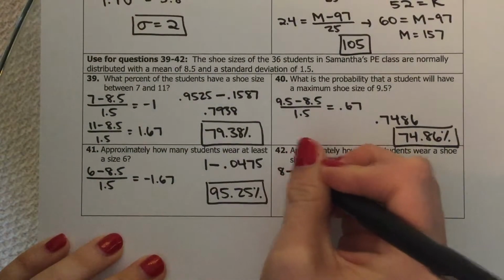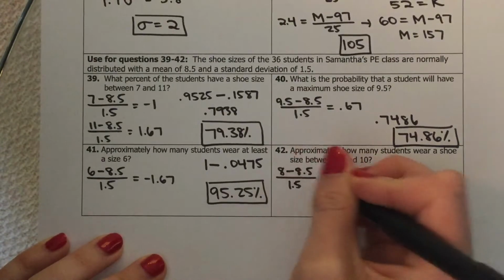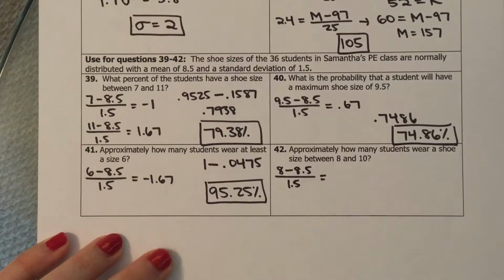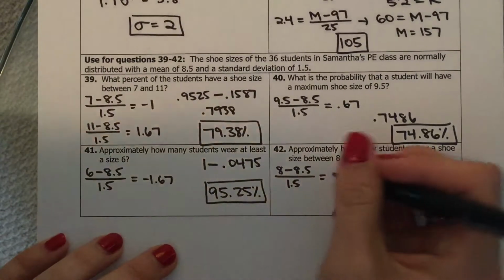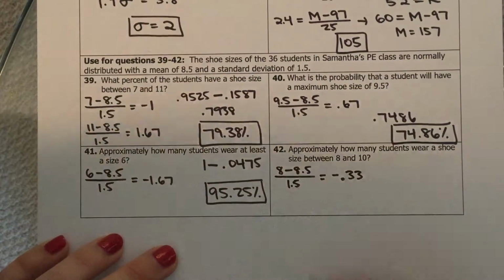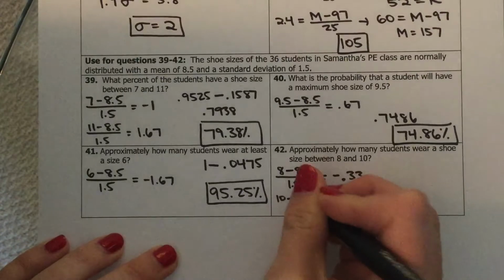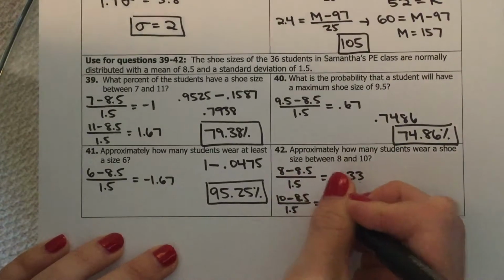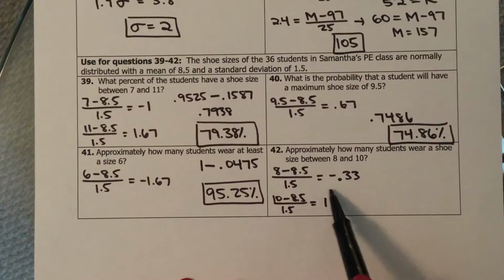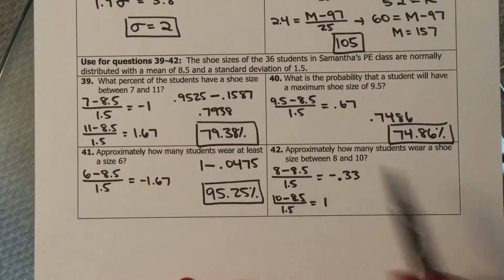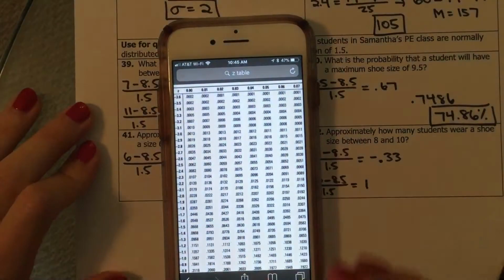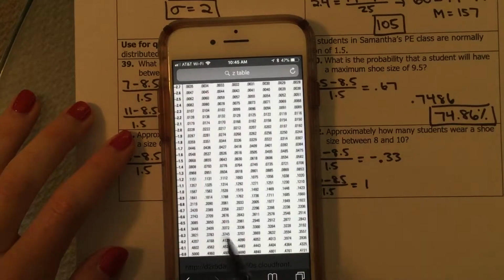So 8, the value, minus the mean over the standard deviation. So this is a negative 0.5 divided by a positive 1.5. So that's negative 0.33. That's the first z-score. 10 is above the mean by exactly 1 standard deviation. Okay, so in between means you want to know what's to the left of this all the way to the end minus what's to the left of this. And then that ends up giving us exactly what's in between. So I'm already on the negative one. So let's do the 0.33.